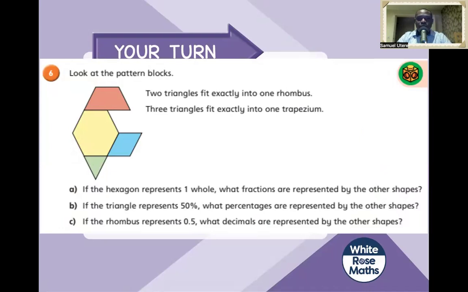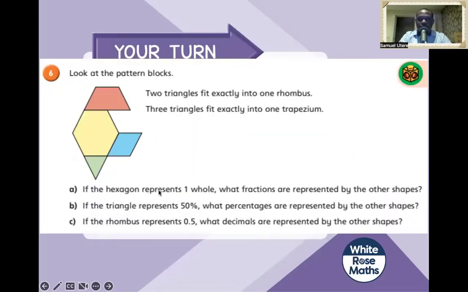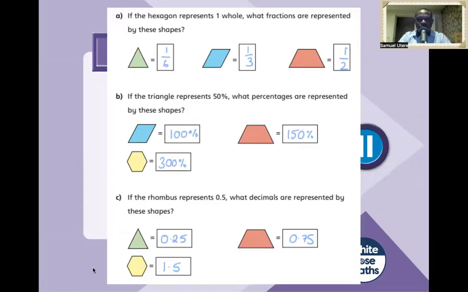Question 6. Pause the video and answer question 6 in 2 minutes. Assuming you've paused the video and you've answered question 6, here are the answers. Let's discuss them. So here you're asked, if the hexagon represents one whole, what fractions are represented? We've done this in the example, so this should be a really straightforward answer for you to get.